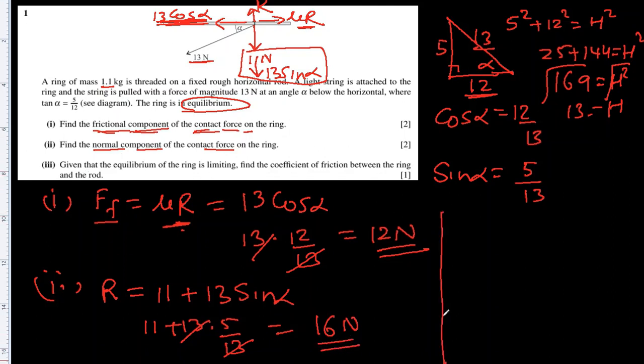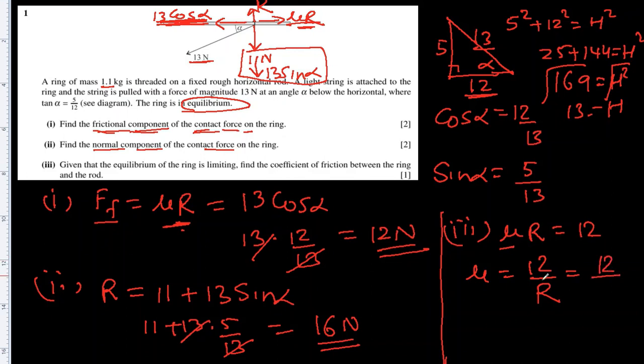Number 3. Given that the equilibrium of the ring is limiting, limiting means it is about to move. This friction is the only one stopping it from moving. Find the coefficient of friction between the ring and the rod. So we know that mu R, we just found out, is 12 newtons in the first part. So mu we need to find, and it will be 12 over R. R also we found out, 12 over 16. So the answer will be 3 over 4, 0.75 is the coefficient of friction.